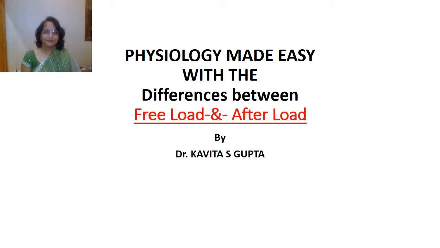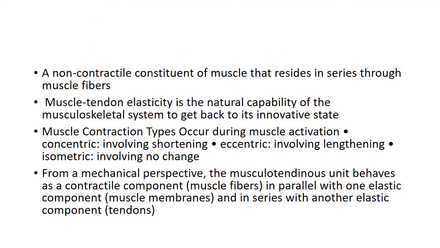Next in series is the freeload and afterload condition of contraction. This difference between the freeload and afterload is in continuation with isometric contraction and isotonic contraction. Next slide. As we know, the non-contractile constituent of the muscle resides in series or it may be in parallel.